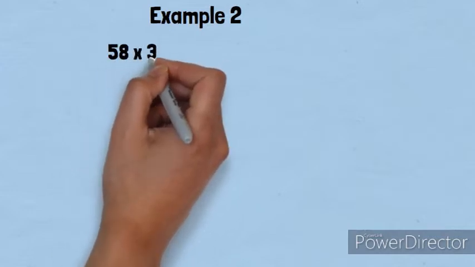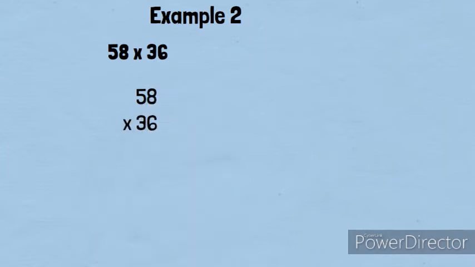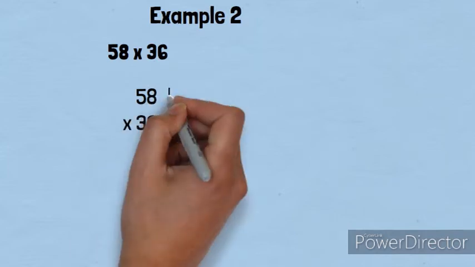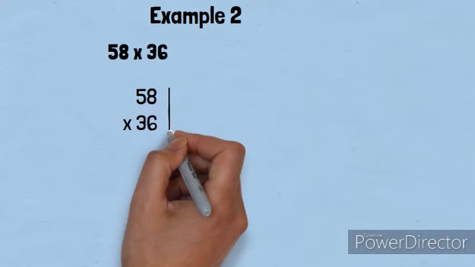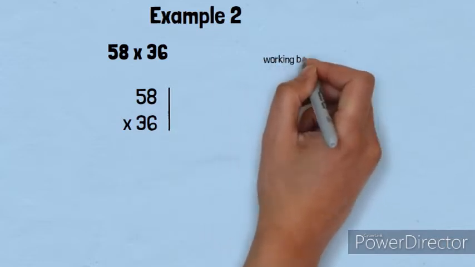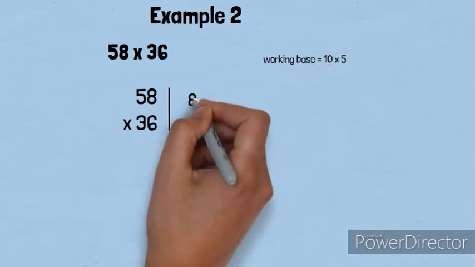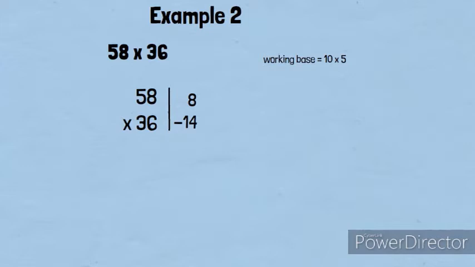Example 2. 58 times 36. 58 and 36 are not close to 10 or close to 100. So we have to take the next closest base. In this case, it's 50. We can either multiply 10 times 5 or divide 100 by 2. Since we have tried division in the previous example, let's try multiplication.